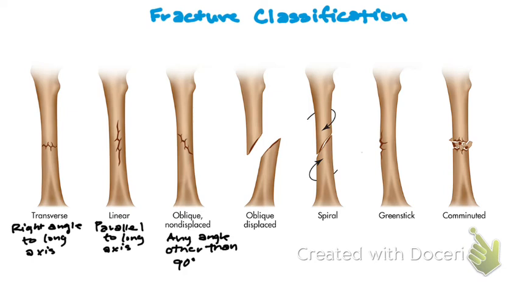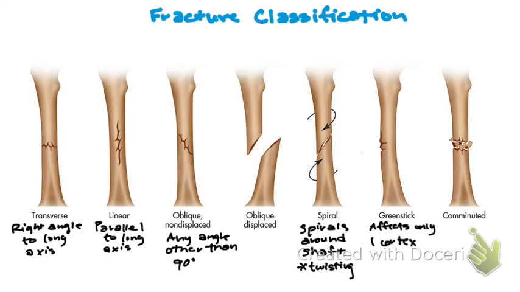An oblique displaced fracture is just a fracture at any angle other than 90 degrees, and the two fragments of the bone are no longer touching. A spiral fracture spirals around the shaft of the bone, and this can be caused mostly by twisting motions on the bone. A greenstick fracture affects only one cortex, meaning that the fracture doesn't go entirely through the bone. This is very common in children as their bones are a lot more pliable and therefore they can tear instead of break. A comminuted fracture is a fracture in which the bone is in multiple fragments.